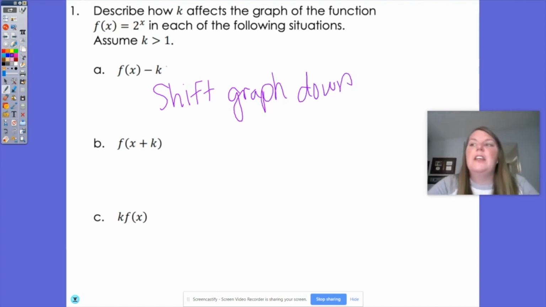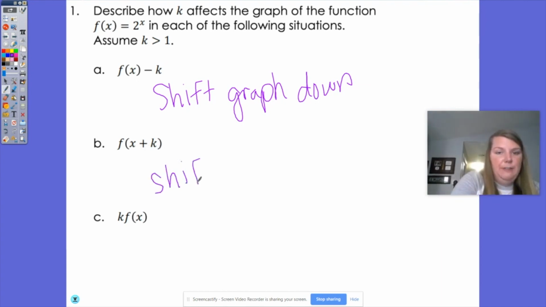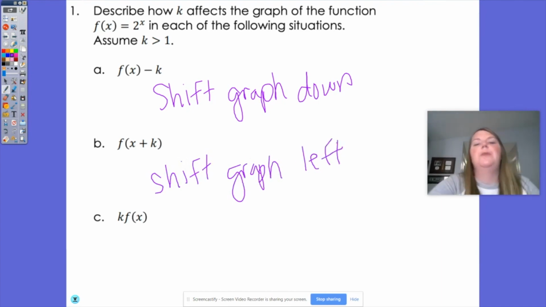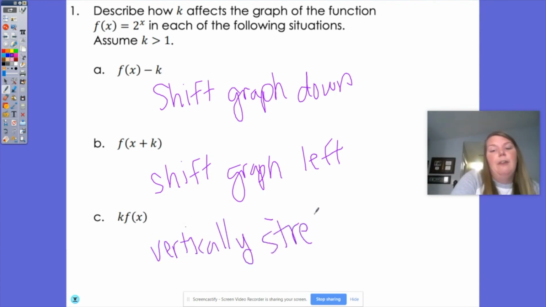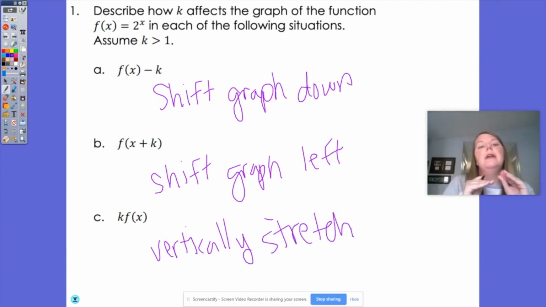Because we're assuming that that value is going to be something greater than 1, and that's what it says right there. If we're adding something inside the parentheses, remember that's going to shift the graph left, and the number of units would be whatever k is equal to. And then the last one, letter C, it's going to vertically stretch that graph by whatever factor that k is. So we have minus outside the parentheses is down, add inside the parentheses would be left, shift or vertically stretch if that were being multiplied by a number greater than 1.